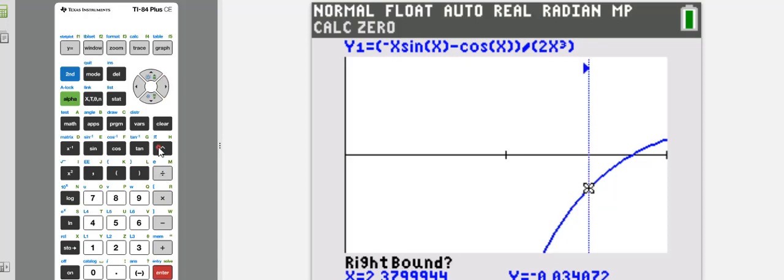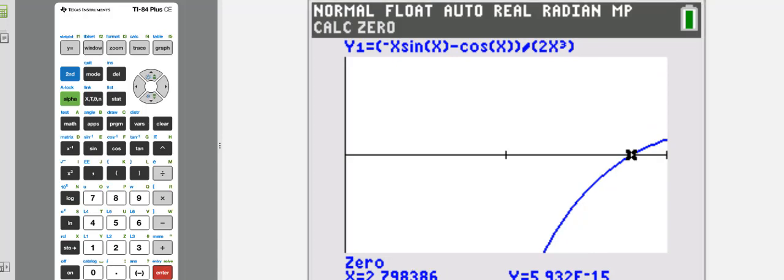Let's click enter, and then right bound. Make sure it's above the x-axis. Press enter and enter again. So there is your 0, 2.798386. And this means it's approximately 0. That's 10 to the negative 15 power.